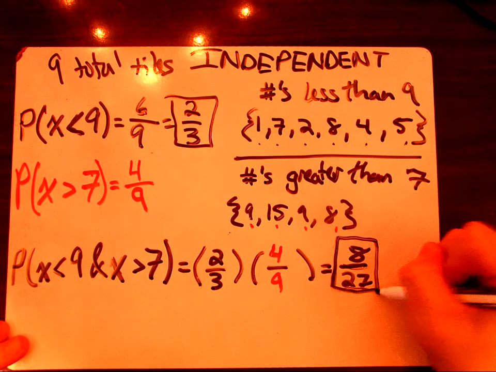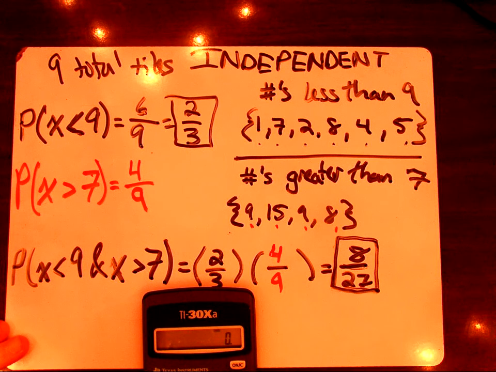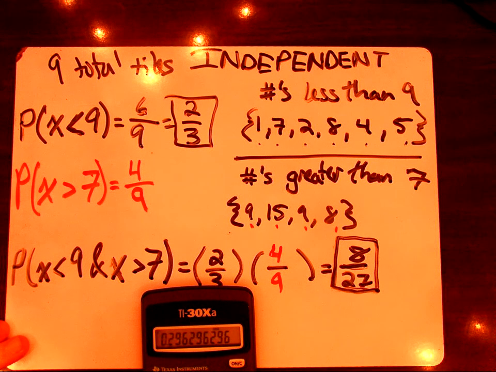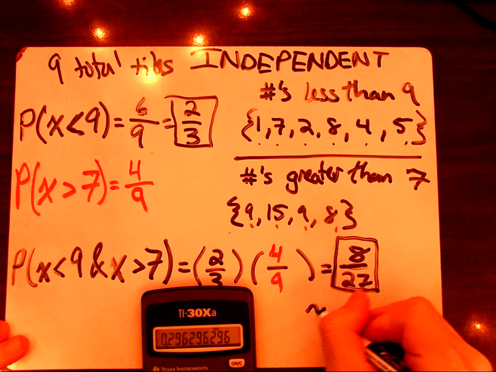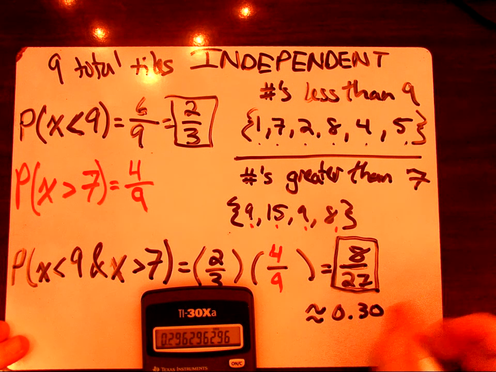We could also change it to a decimal by dividing the numerator by the denominator. Again, you would get 0.296. Since we round to the nearest hundredth, we would say it's about 0.30, which is equal to 30%.